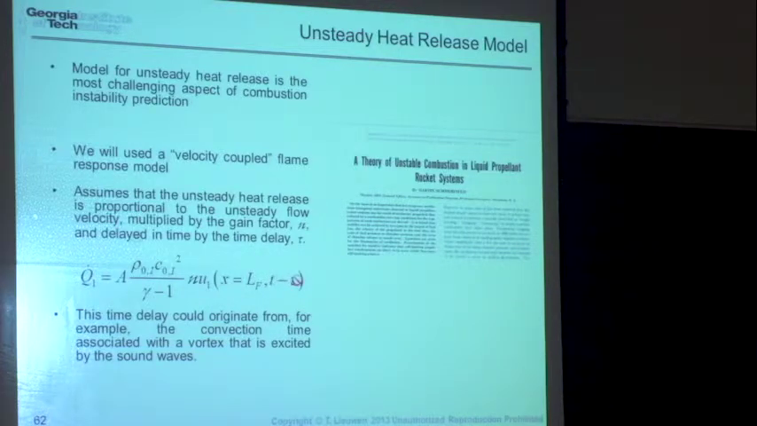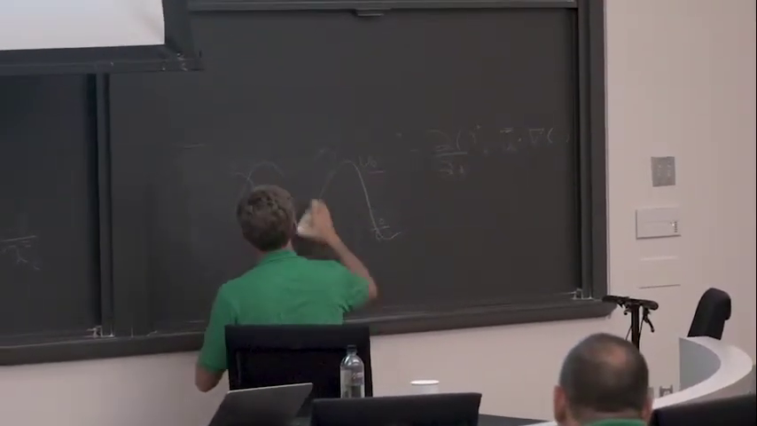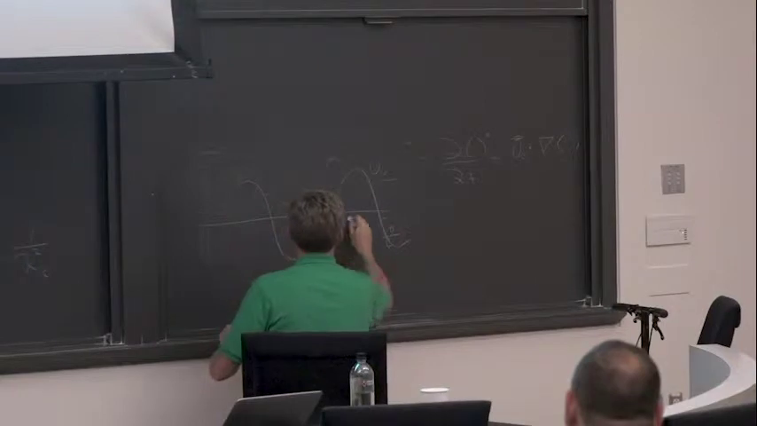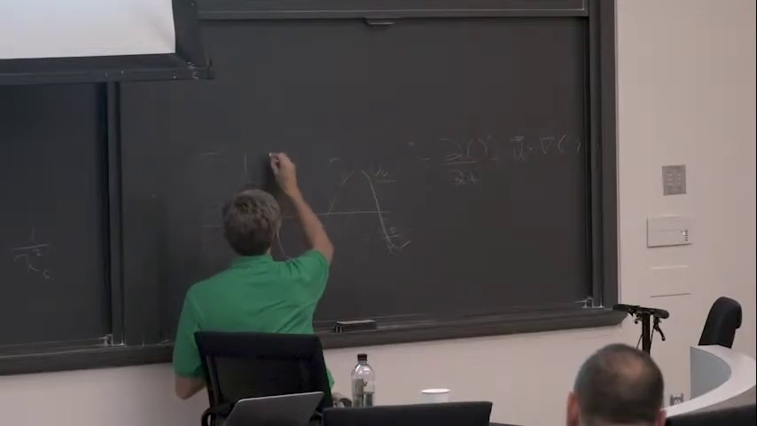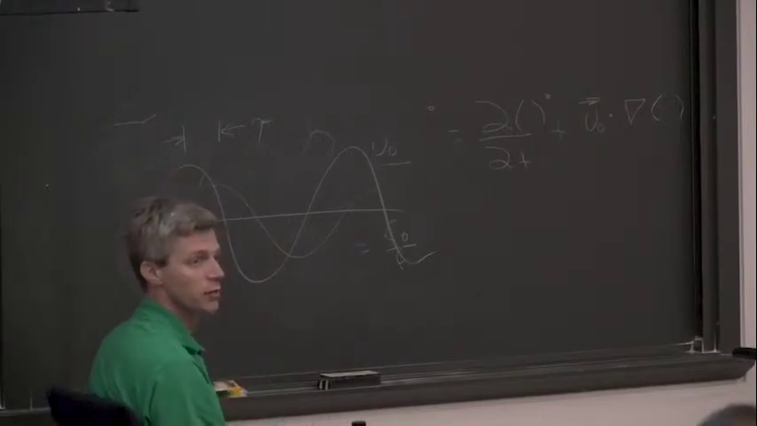But it's not going to occur at the exact same time instant. There's going to be a time delay between when the velocity fluctuation happens and when the corresponding heat release disturbance happens. So in other words, if this is the unsteady velocity at the flame holder, the unsteady heat release is going to look, let me not draw it with the same amplitude. There's a difference in amplitude, which is given by that factor n. And then there's a time delay, tau, between when the velocity happens and when the heat release happens.